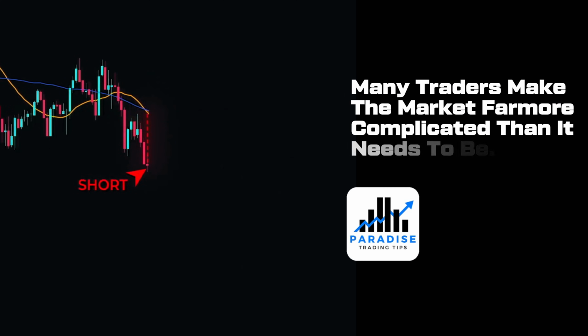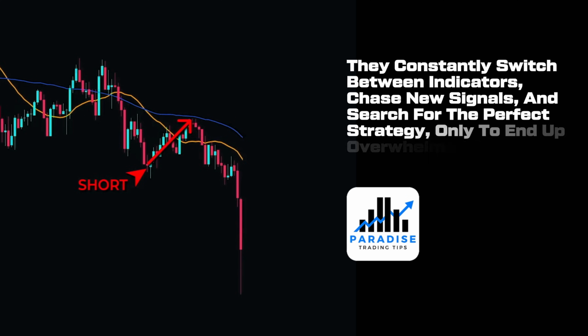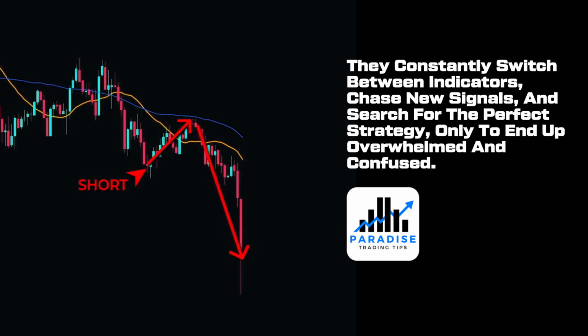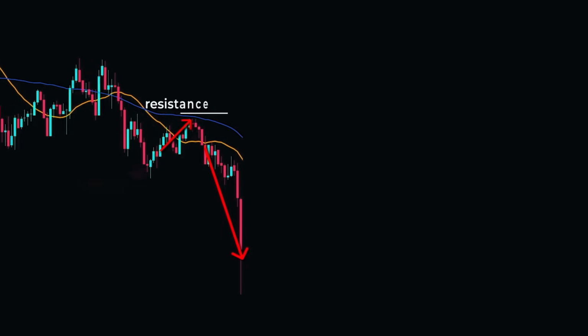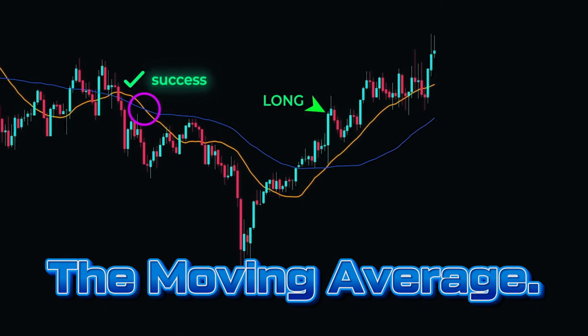Many traders make the market far more complicated than it needs to be. They constantly switch between indicators, chase new signals, and search for the perfect strategy, only to end up overwhelmed and confused. Yet, some of the most valuable lessons in trading come from understanding a single concept that has stood the test of time: the moving average.